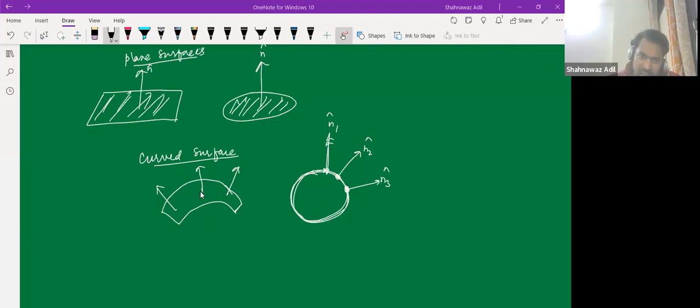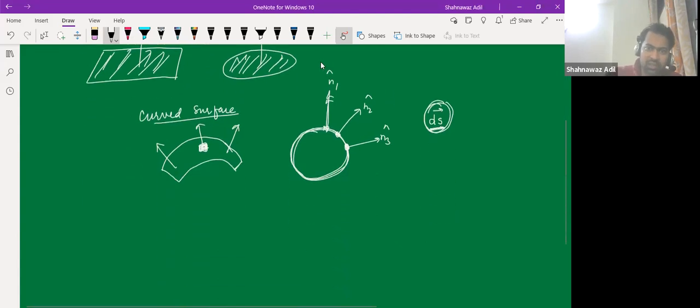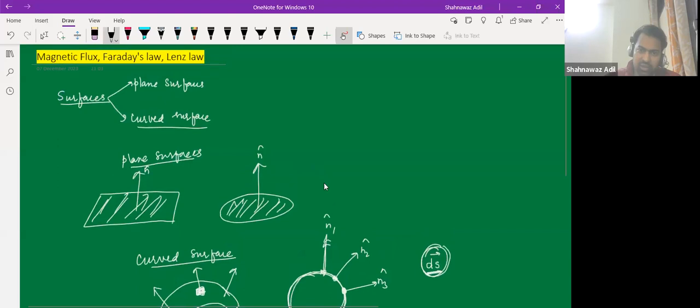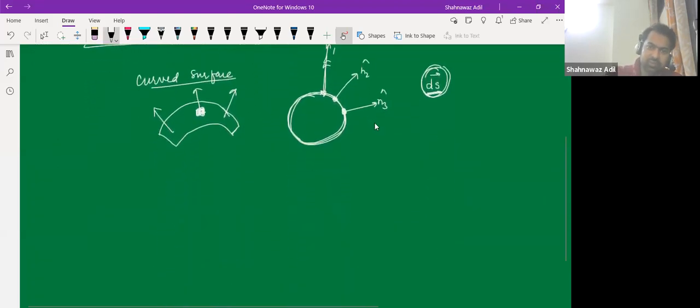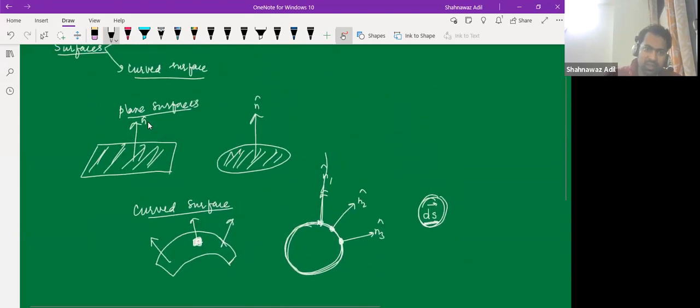So for these cases, we take a small area element, right? And then we talk about this ds vector. Whenever we have this curved surface, we talk about this small area element ds. Whenever we have plane surfaces, we talk about this area vector A simply. So these are the two kinds of surfaces and the directions of these surfaces.